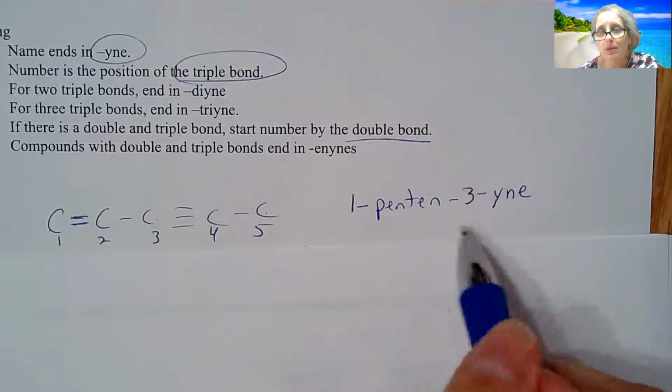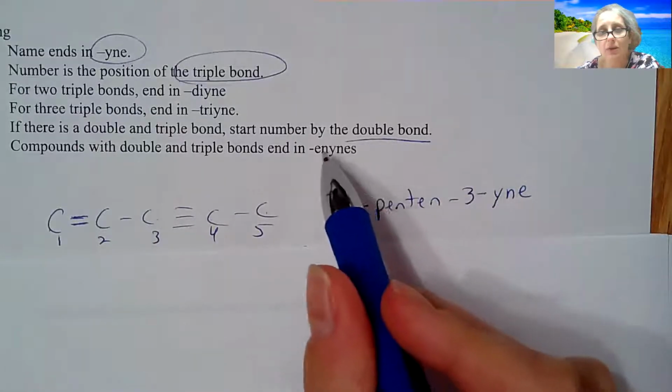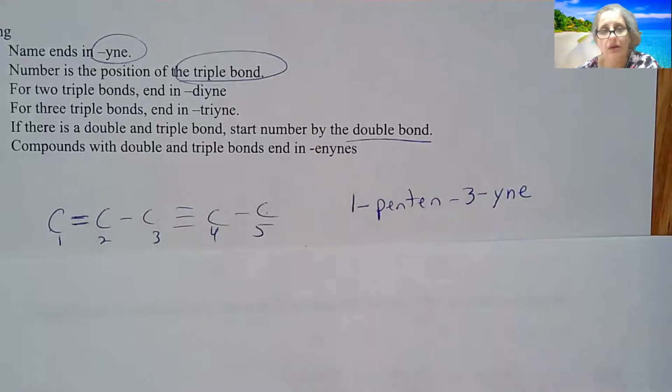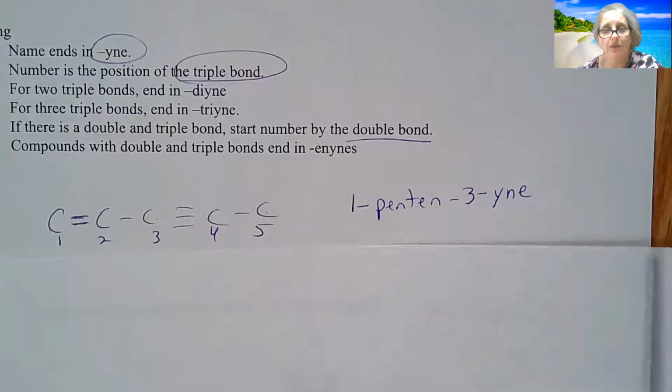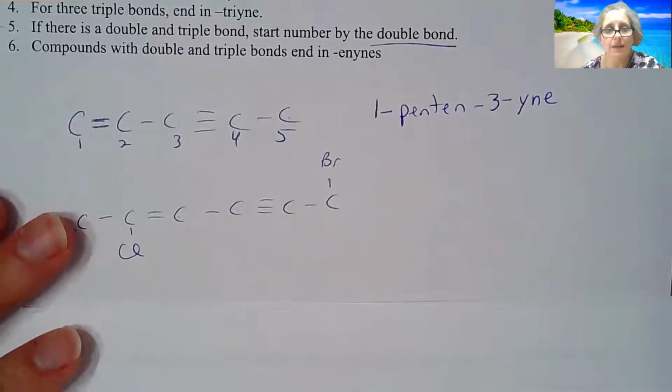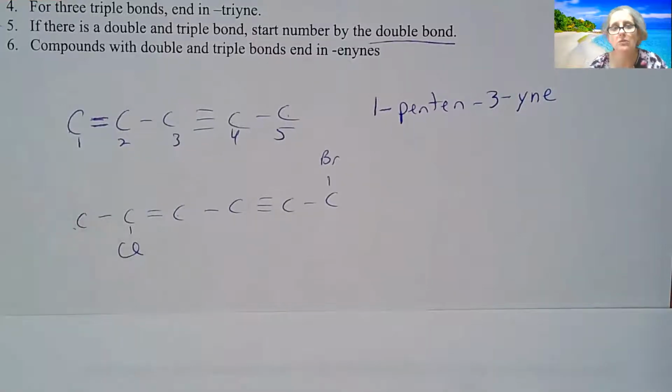So instead you put this kind of system, which is what this is trying to describe here, but it's not easy to describe. So that's how you name a double and a triple, and a double is the first priority. So see if you can draw this next molecule and see if you can name it.